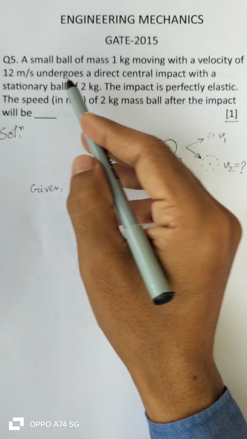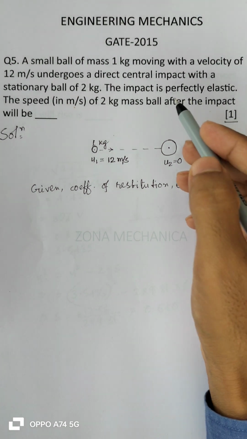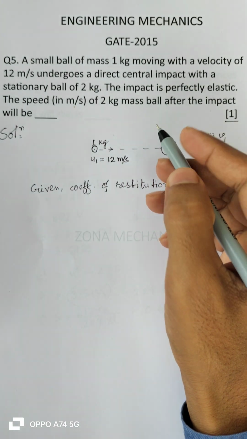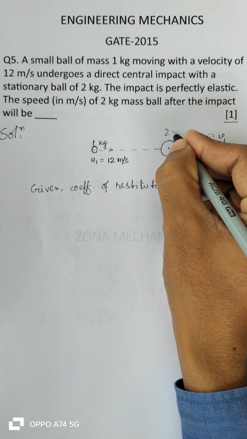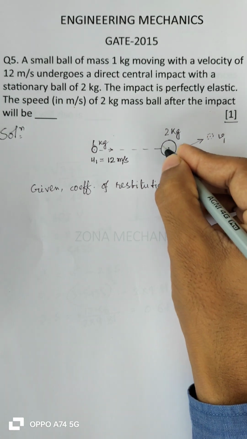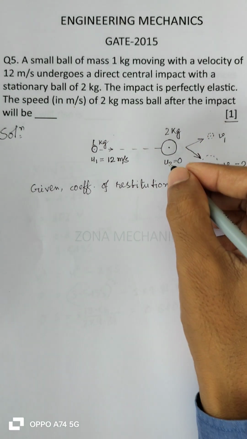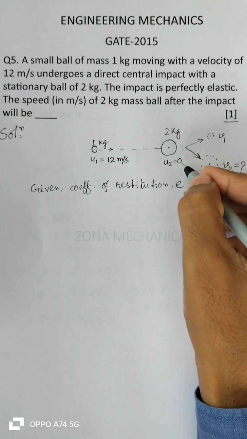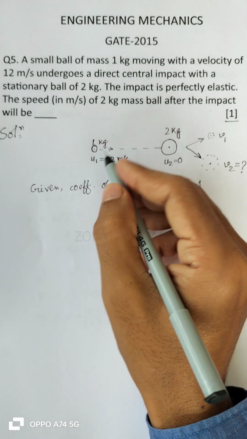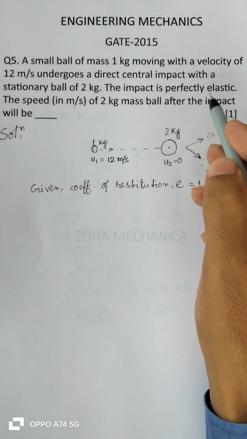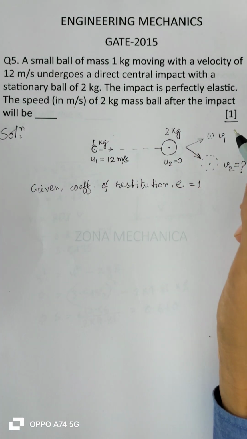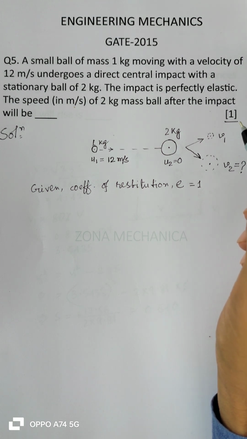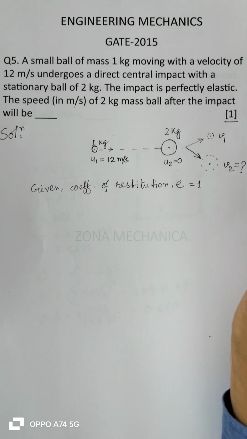and it undergoes a direct central impact with a stationary ball of 2 kg. Suppose this is the stationary ball of 2 kg, so the initial velocity of this 2 kg mass is 0. The impact is perfectly elastic. The question is, what is the speed in meter per second of the 2 kg mass ball after the impact?